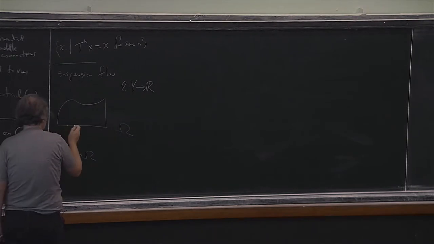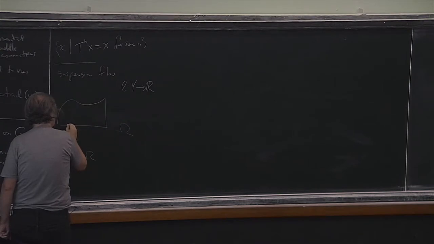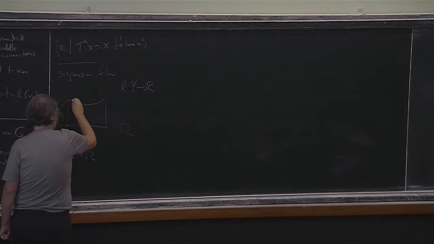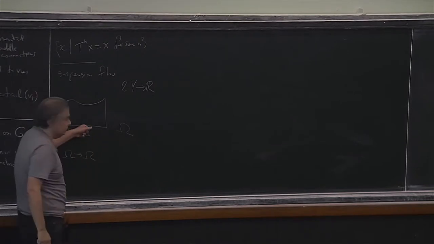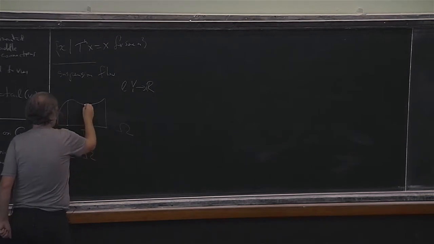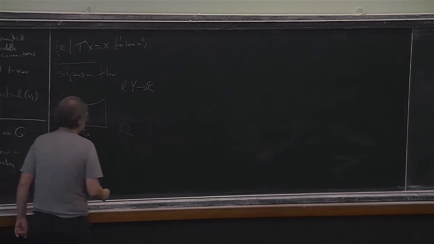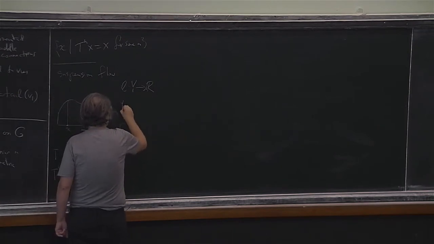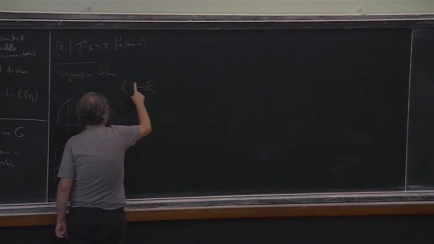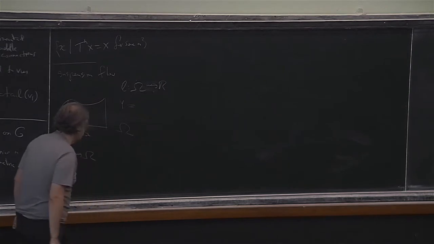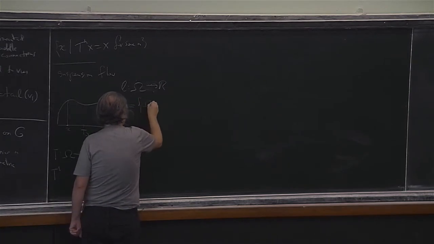And what is my flow going to be? I'm going to create a flow, and it's called flow under the roof function. If I start at the point x here, you go at constant speed until you reach the top. At that point you apply T and get to a point here. Then you continue, and maybe at this point you apply T again and get some other point. So I have this suspension flow. Let me write down: L is really a function from my space. And so my total space is going to be omega cross, so it's going to be pairs.